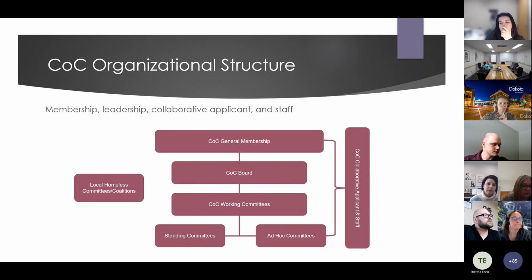And then we do have representation from the North Dakota Coalition for Homeless People. Currently, the North Dakota Department of Commerce is a non-advisory seat. And then our HMIS lead agency is as well.